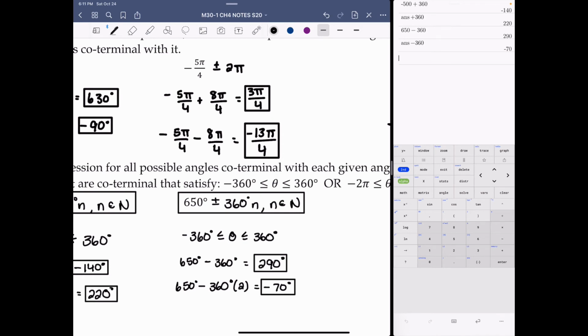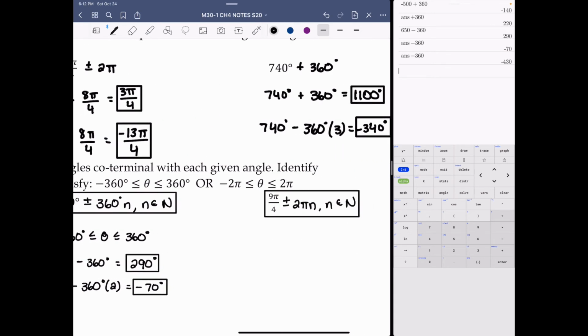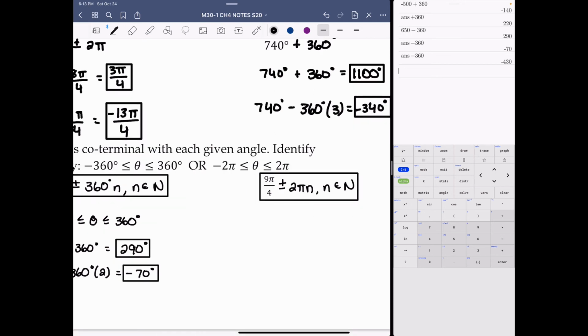What if we subtract 360 again? Would we still be greater than or equal to negative 360? No, we wouldn't. If we went minus 360, we get negative 430, which is outside this restriction for theta. So these two angles are the only coterminal angles in that range of values for theta. Last one is in radians. It's 9 pi over 4. Our restriction is negative 2 pi is less than or equal to theta is less than or equal to 2 pi.